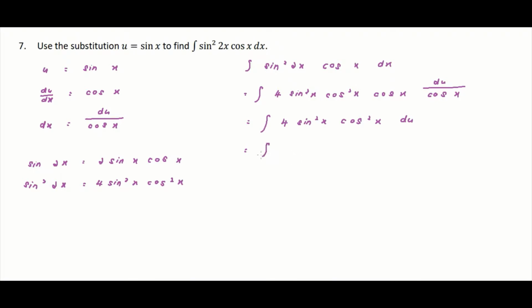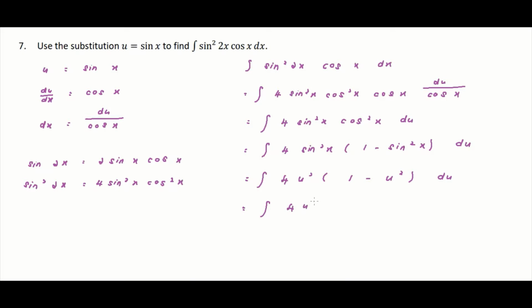Integrate for sine square x. What is cos square x? So 1 minus sine square x. Okay, so now you can try to substitute. So what is sine square x? So sine square x is basically u square. Okay, minus u square also. Alright, du. So now you have a totally new integral in terms of u already.